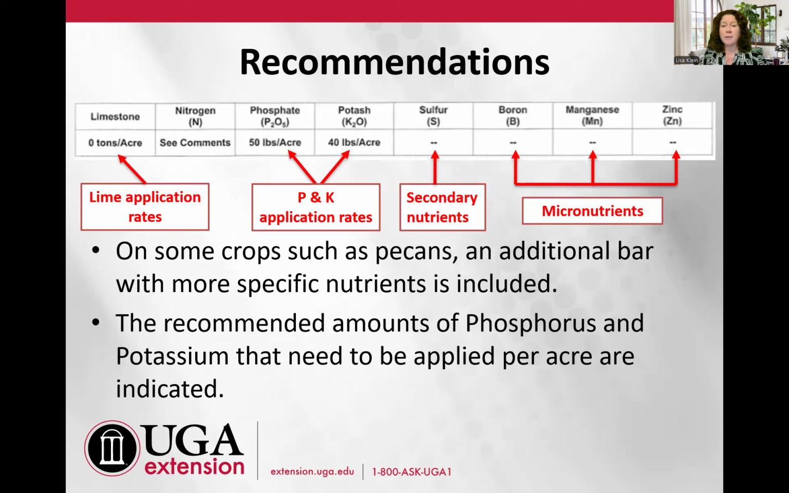Here in the recommendations section, the lab is going to tell you how many pounds of fertilizer per acre you need to add. In this case, limestone, no recommendations there. Nitrogen, see comments. Again, they don't test for that. Phosphate, 50 pounds an acre. Potash, 40 pounds an acre, that kind of stuff. So you can see application rates, nutrient rates, secondary micronutrients, that kind of thing.